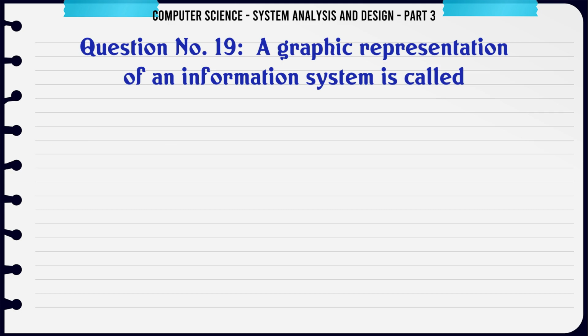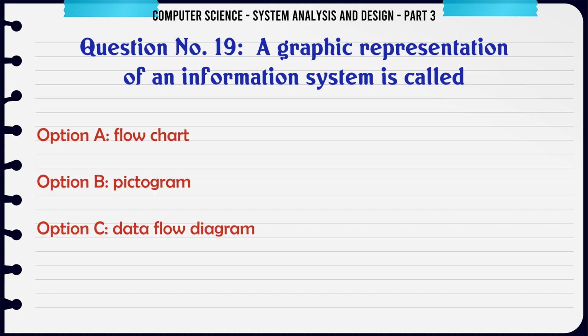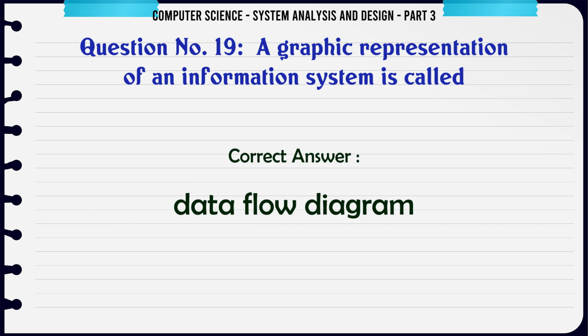A graphic representation of an information system is called: A. Flowchart, B. Pictogram, C. Data flow diagram, D. Histogram. The correct answer is data flow diagram.